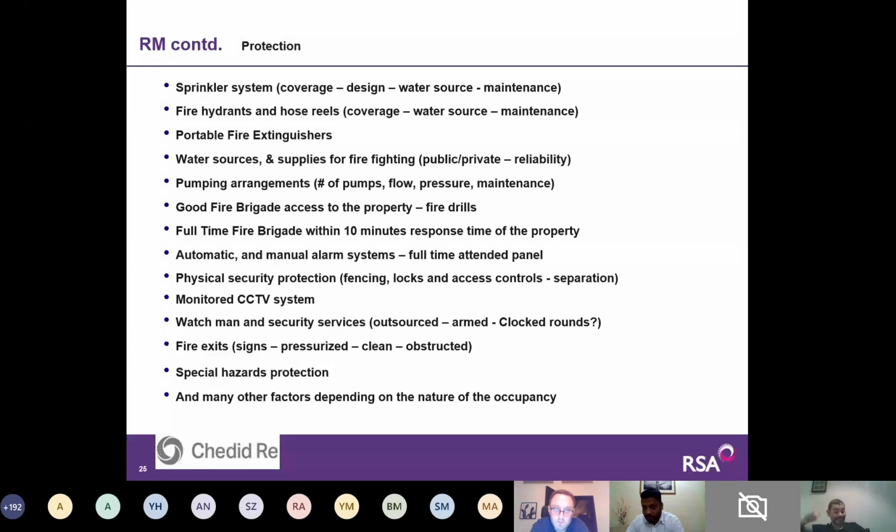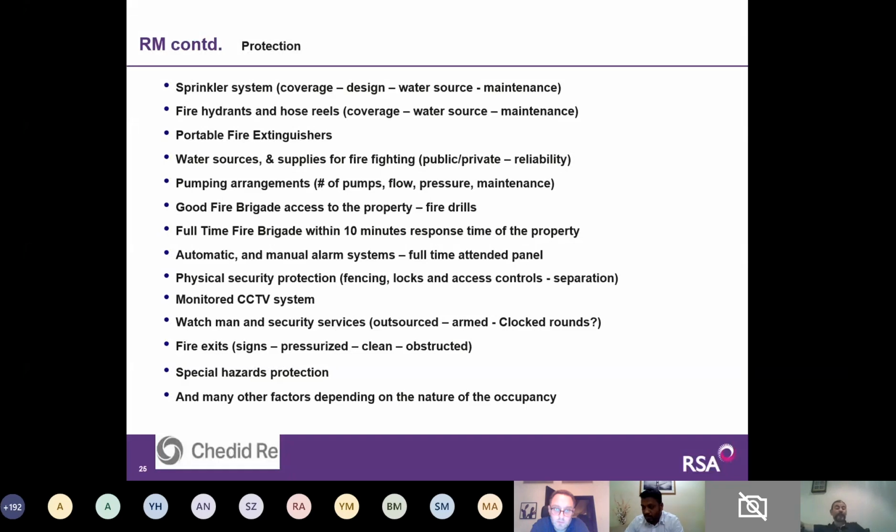Full-time fire brigade within 10 minutes. Is it far? Is my plant in the middle of the desert and the fire brigade will take 30 minutes to reach me and start dealing with the fire? By that time, it's over. Khalas. Automatic and manual alarm systems.